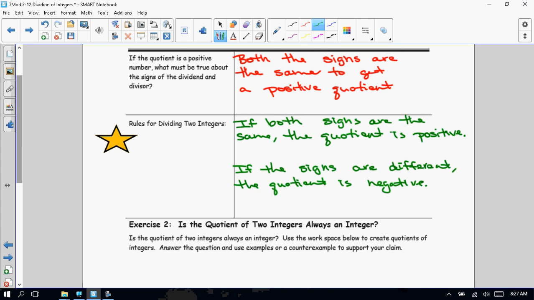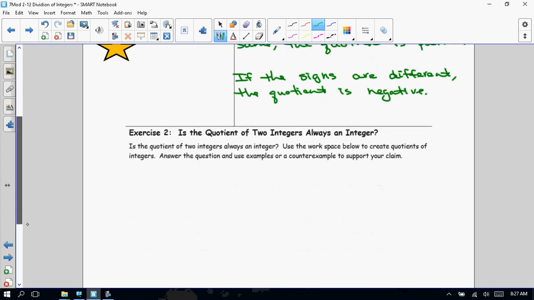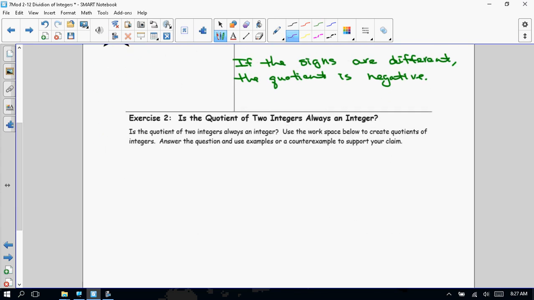All right, let's take a look at exercise 2. Is the quotient of two integers always an integer? Okay, now there's a couple vocab words in here, and some of you get it, and a handful of you are still struggling with even just the word integer. So let's explain integer before I have you try this out. An integer, in case you weren't sure, is a positive or negative whole number.